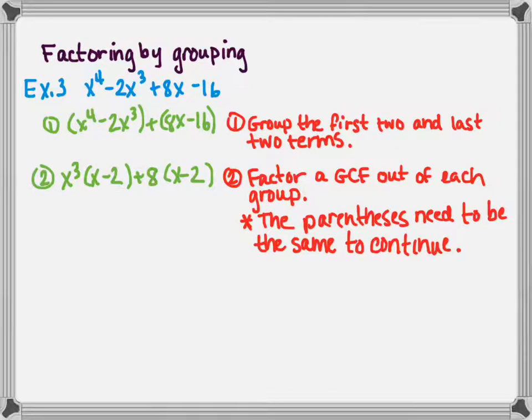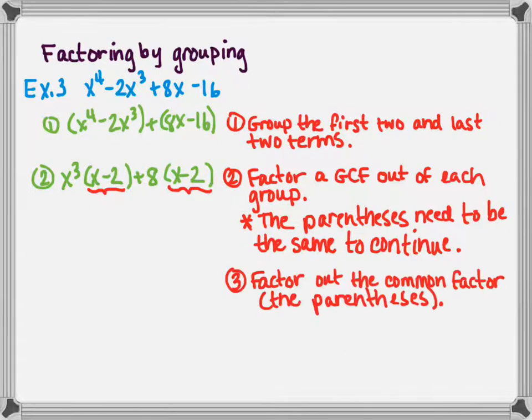So I have this starred because this is important. The parentheses need to be the same in order for us to continue. Otherwise, you can't factor it using this method, or you might have made a mistake somewhere. So this common parentheses is what we're now going to factor out as our common factor, and we are going to put it out in front. So I have the x minus 2 that was in both the expressions out in front.